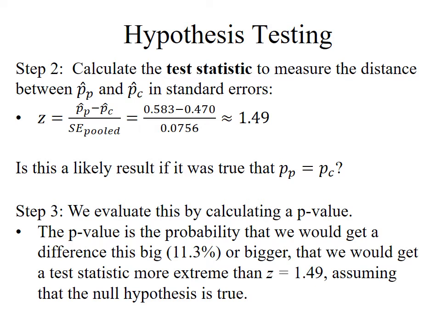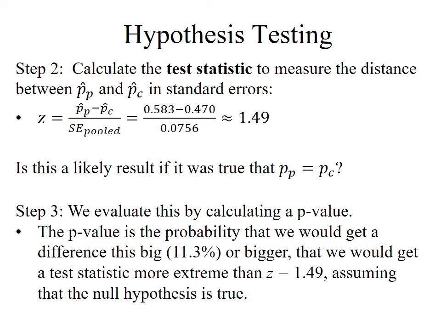The next thing we need to do our hypothesis test is compute our test statistic, our z-value, to measure that difference that we got, that 11.3% difference. How big is that in terms of standard errors? How many standard deviations big is that? So we take our 0.583 minus the 0.470 to get our difference of 11%. We then divide that by our pooled standard error of 0.0756, and we get a z-value of 1.49.